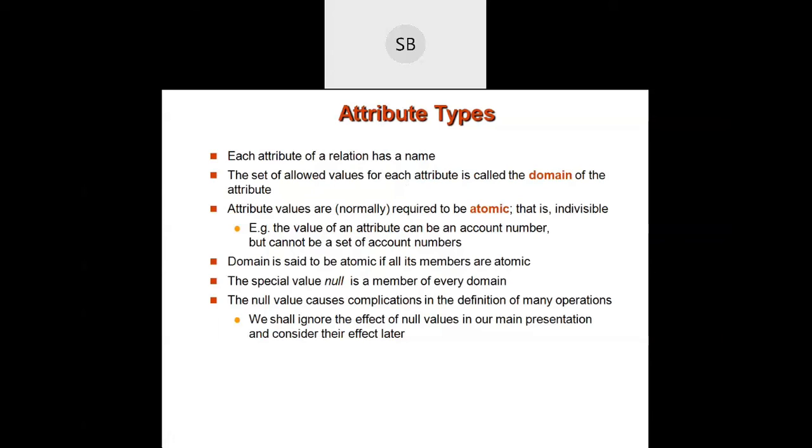The value of an attribute can be an account number but cannot be a set of account numbers. The domain is said to be atomic if all its members are atomic.